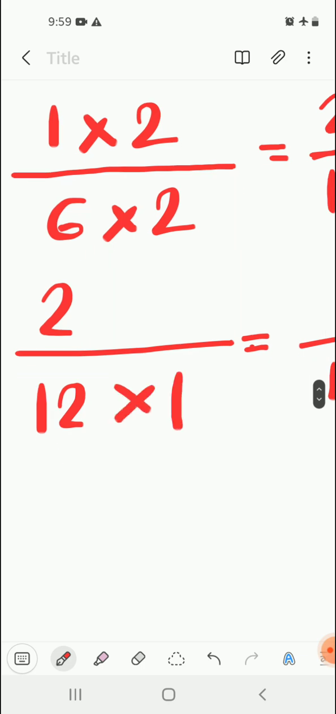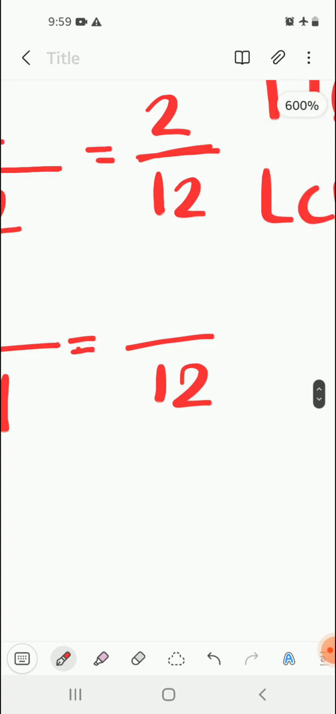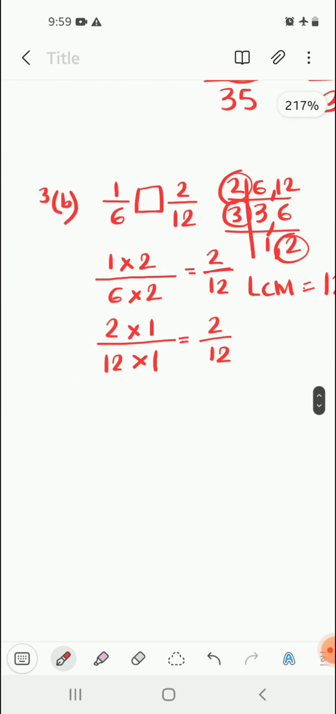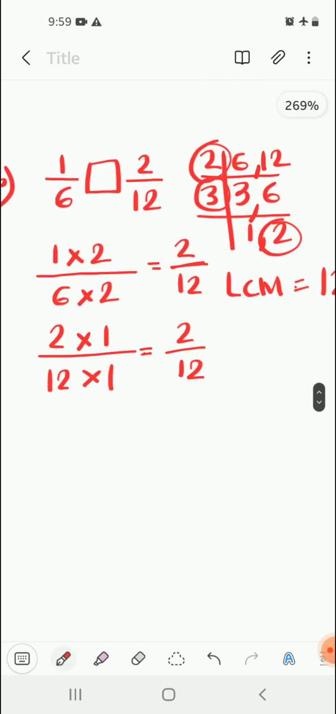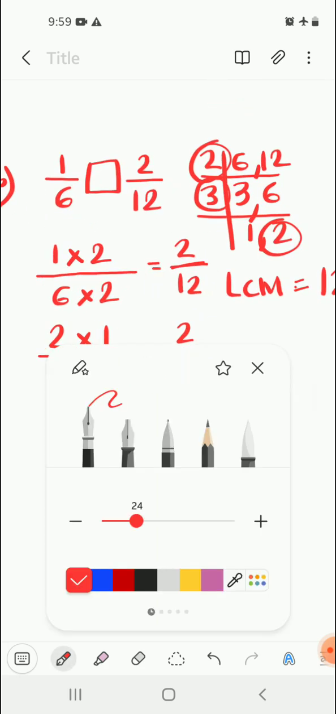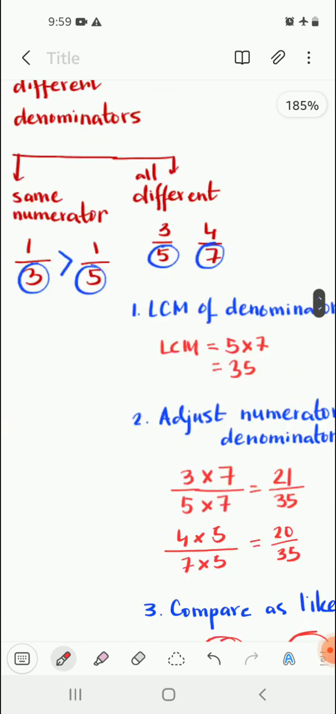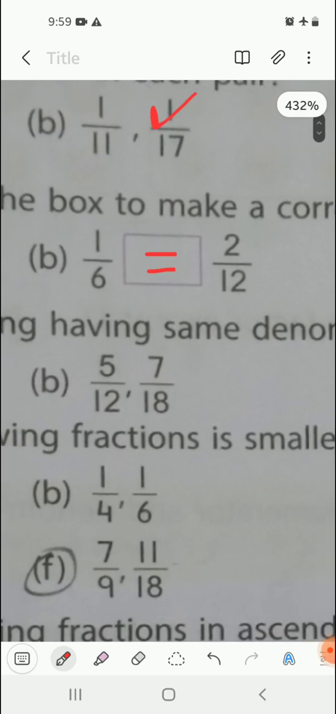12 was multiplied by 1 to get 12, so we will multiply the same with the numerator as well. So, 2 into 1 becomes 2. So, you see we have got 2 by 12 in both the cases. It means they are equal. So my sign will be equal. 3B sign will be equal.